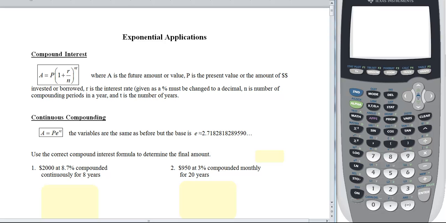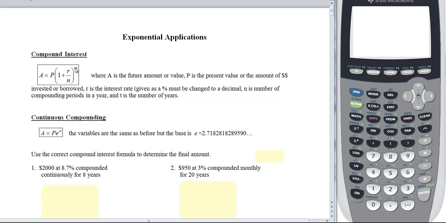Now we're going to look at exponential applications. We've got compound interest and continuous compounding. With compound interest, I have this formula where A is the future amount, P is the present value, that's the amount of money that's invested or borrowed, R is the interest rate. It'll be given as a percent, but you've got to change it to a decimal. N is the number of compounding periods in a year.